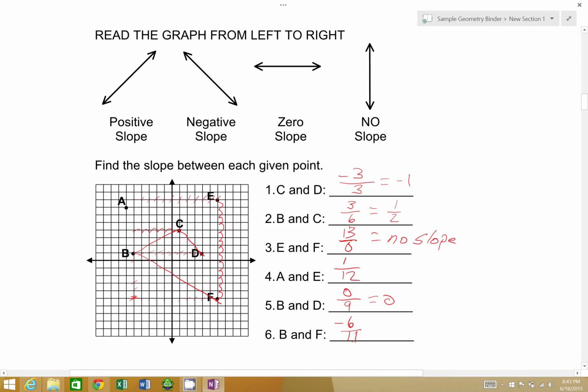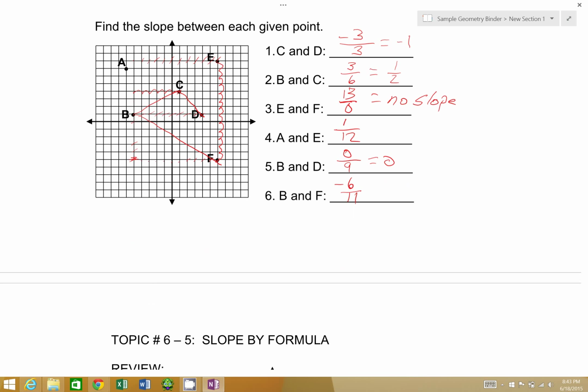Okay? Pretty easy. You've had this before, but once again, this is one of those building blocks. You're going to use this for geometry, algebra 2, pre-cal, calculus, everything. Slope does not go away. It's like that annoying cousin that comes for Christmas and just never seems to know when to leave.